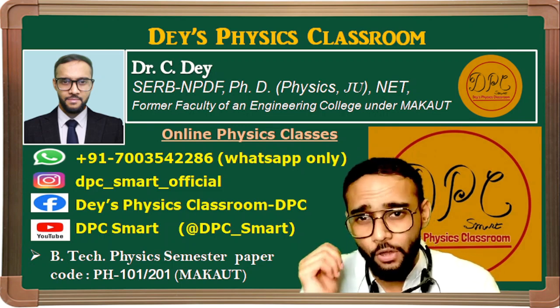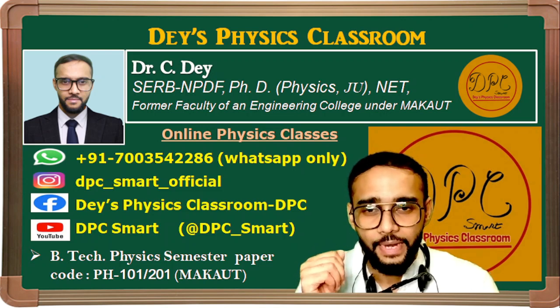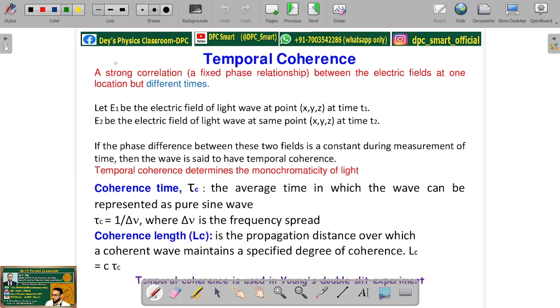Temporal coherence means a strong correlation or a fixed phase relationship between two electric fields at different times but the same location or same position. Temporal coherence means a strong correlation or a fixed phase relationship between two electric fields at one location, the location is same but at different times. Suppose E1 and E2 are two electric fields. Suppose E1 is the electric field of the light wave at point xyz at time t1.